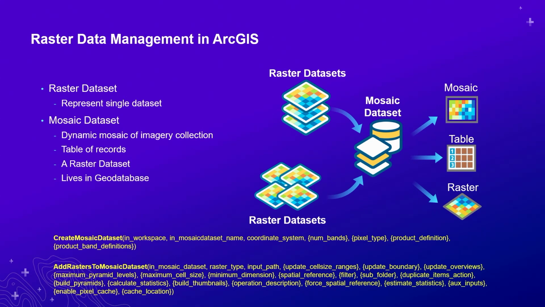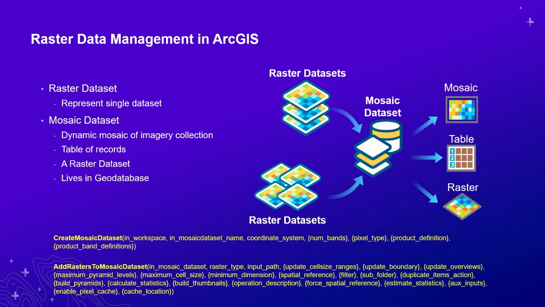Or you have different time slices or depth slices for multidimensional data, but you want to present it as a whole. So you can use Mosaic to do that, and once you do it, Mosaic will give you a dynamic mosaic of imagery collection. It has a table, it represents a raster data set, and it lives in a geodatabase. There are two steps to go about it. You first create a mosaic data set and then add rasters to the mosaic data set, and you have different ways to control the properties of this mosaic data set.